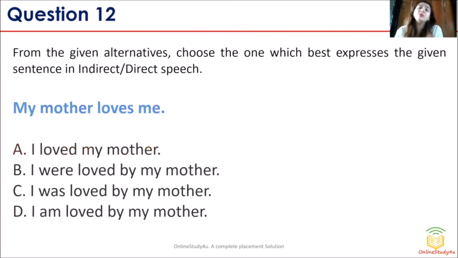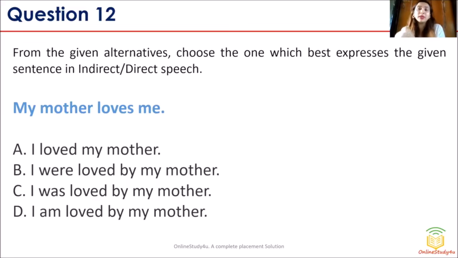My mother loves me, right? Very emotional sort of a question. My mother loves me. I loved my mother. Now this is a completely different context. We were talking about my mother loves me, but when I say I loved my mother, it's talking about my love for mom, not my mom's love for me. I were loved by my mother.